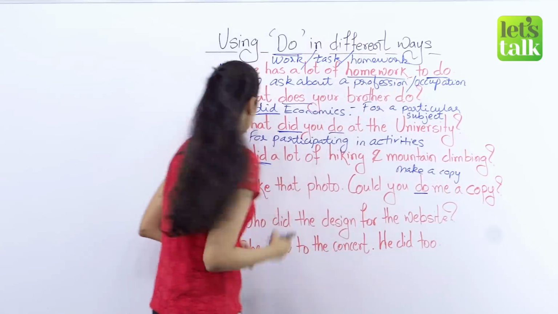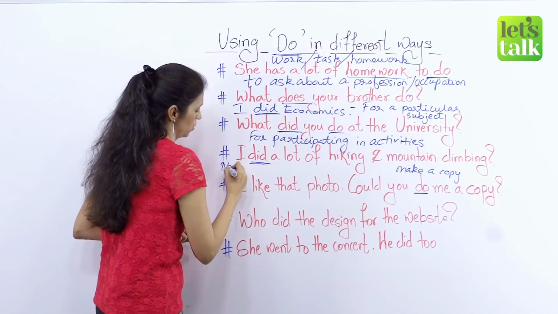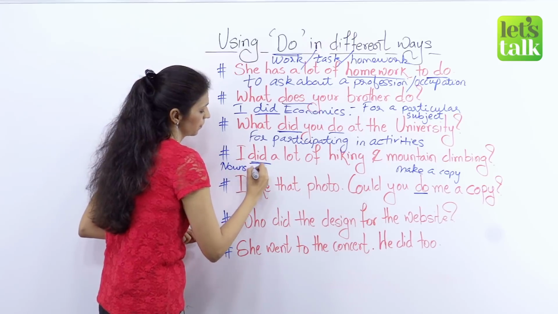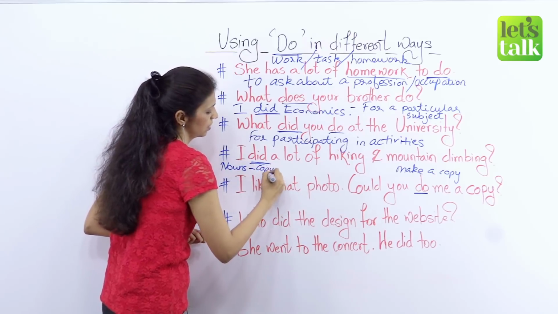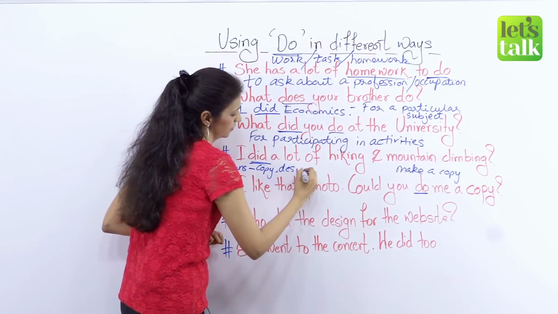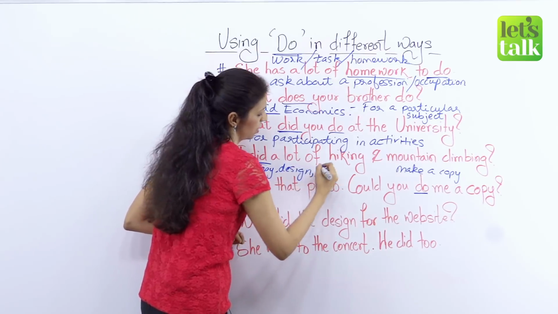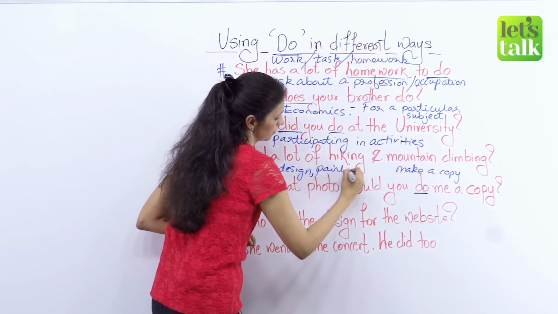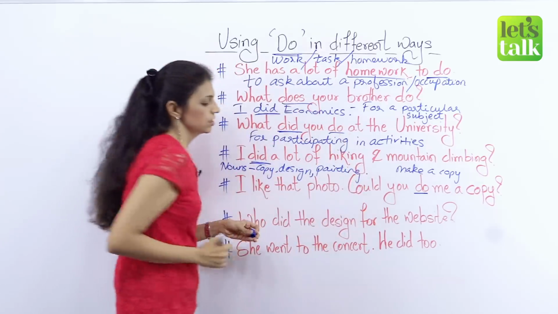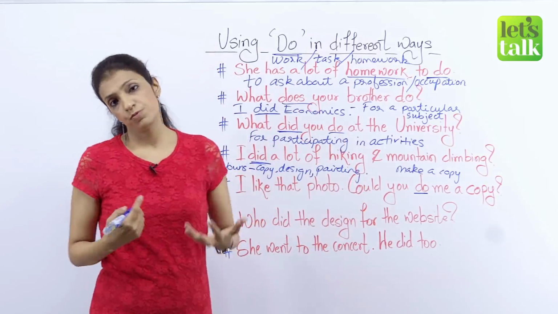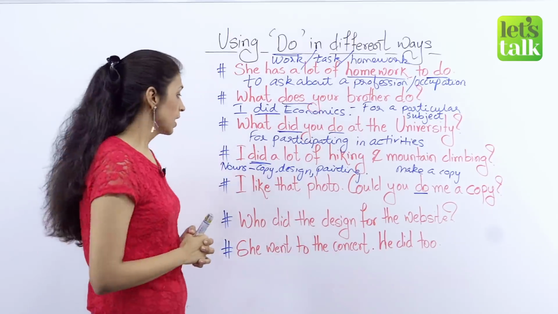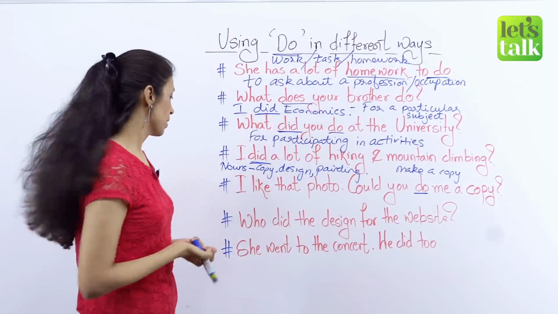Okay, so you use do with nouns like copy, design, okay, you have painting, fine. So the easiest verb to use is do. Now similar is the next example.